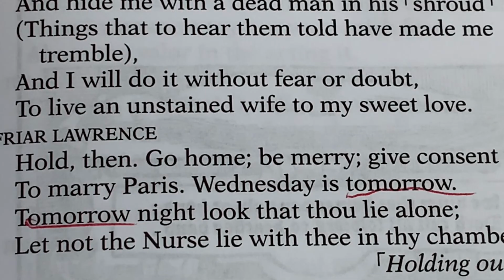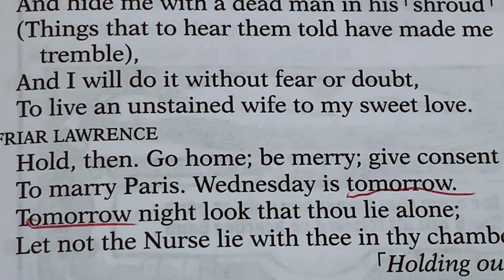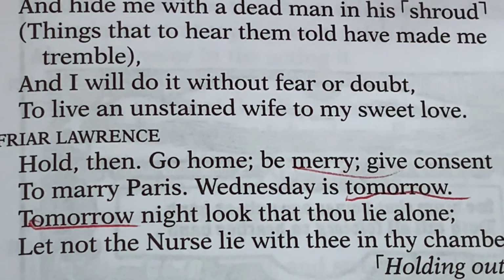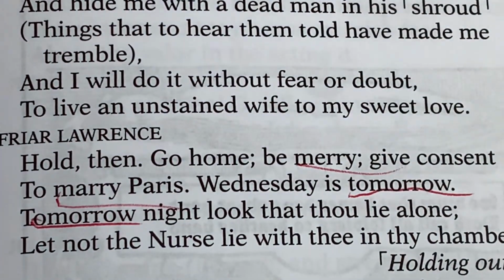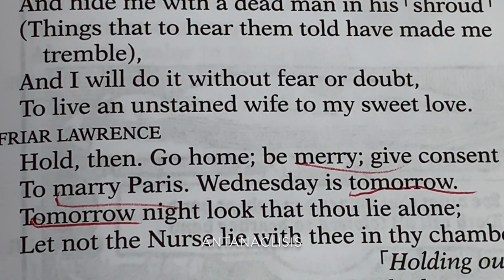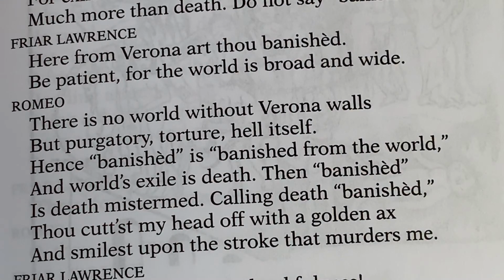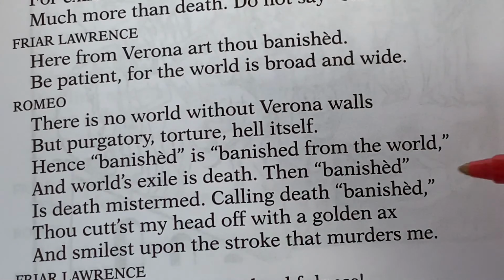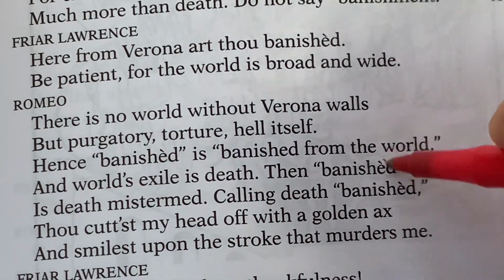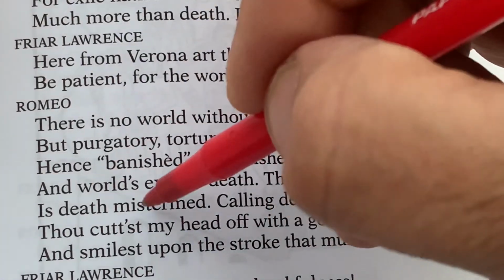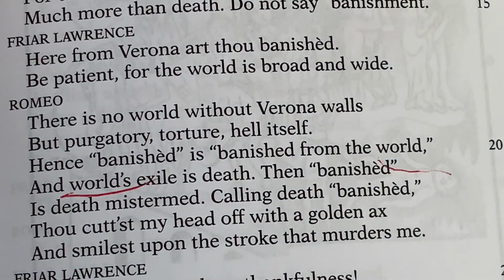Not all figures are going to be strict. Some are going to be kind of loose, like for example, just above it, hold on then, go home and be merry, give consent to marry Paris. And that's also with another figure, antimetabole, which is kind of a punning. Here's another kind of loose one. You can always find these figures are going to be kind of loose. Hence banished is banished from the world, and world's exile is death. The reverse is called antimetabole.